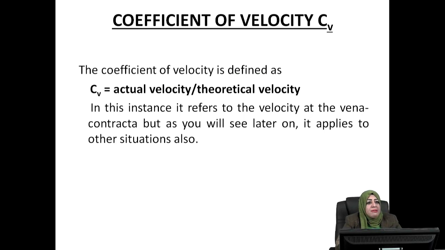Then we need to know how to calculate C sub V, which is the coefficient of velocity. The coefficient of velocity is defined as C sub V equals actual velocity divided by theoretical velocity. In this instance, it refers to the velocity at the vena contracta, but as we will see later on, it is applied to other stations also.